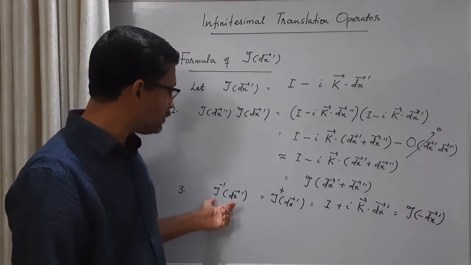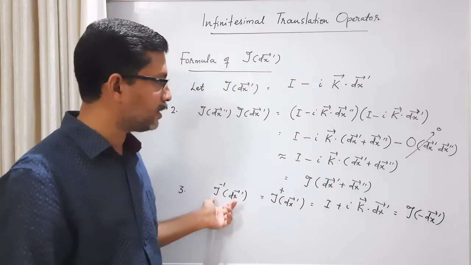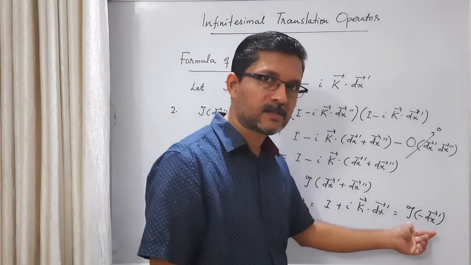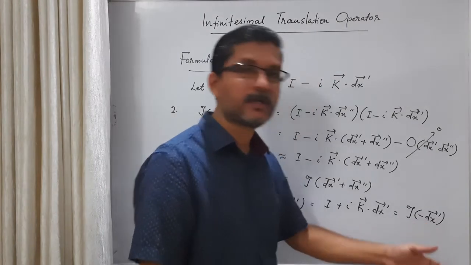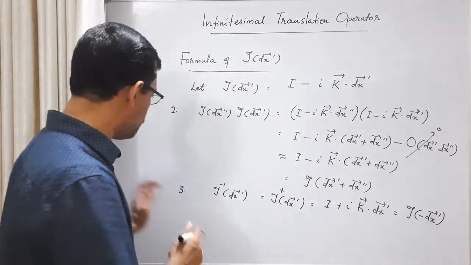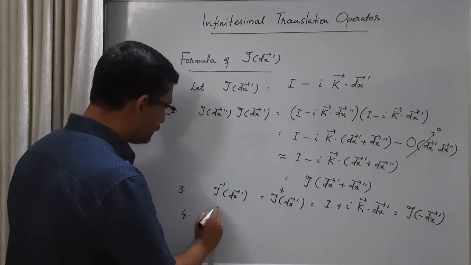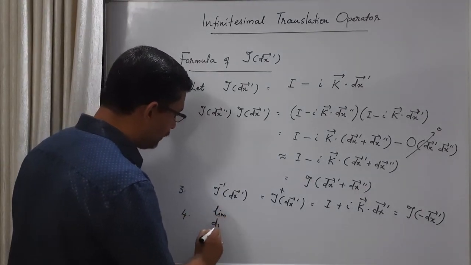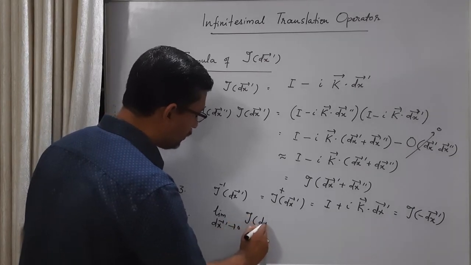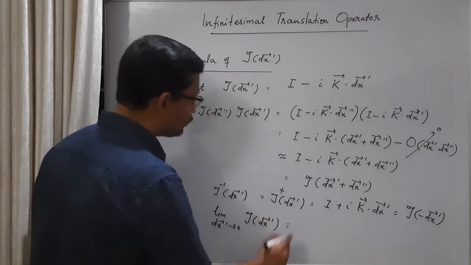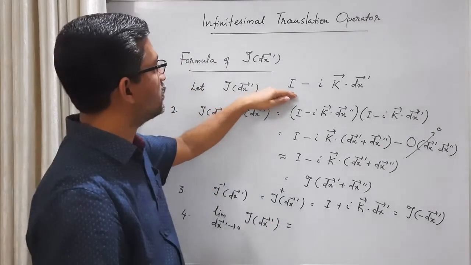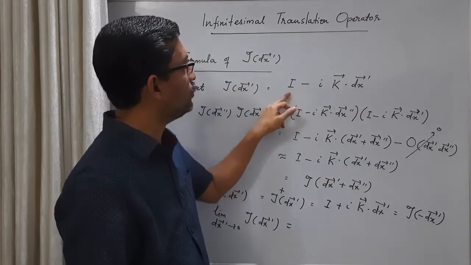That means the inverse of the infinitesimal translation operator is equal to another infinitesimal translation operator that produces displacement along the opposite direction. This is the third property. This also we have proved. And the last property is that the limit dx prime tends to 0 of the infinitesimal translation operator is equal to what? From this definition, if you put dx prime tends to 0, you get identity.